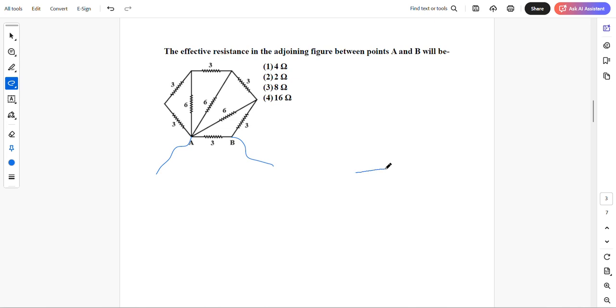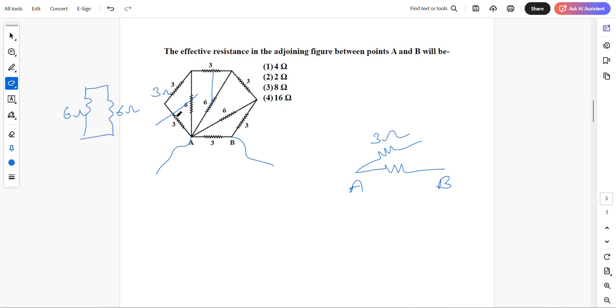In the end, what you will get between A and B, see here 3 and 3, that is 6 ohm. 6 in parallel with 6 gives 3 ohm. This 3 ohm in series with 3 ohm becomes 6. 6 in parallel with 6 is 3 ohm. This 3 and 3 is in series, 6 ohm, in parallel with 6 is 3 ohm. This will be 3 ohm.